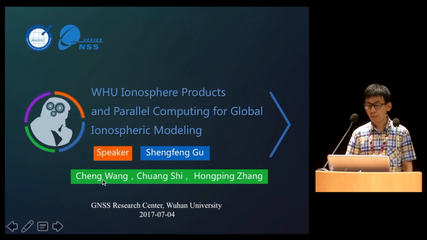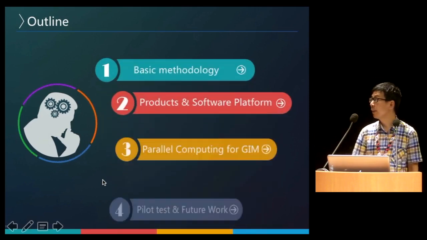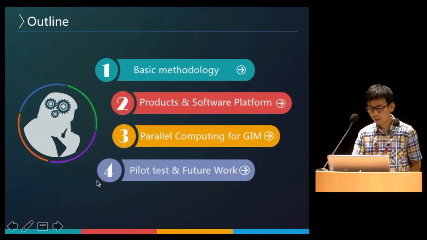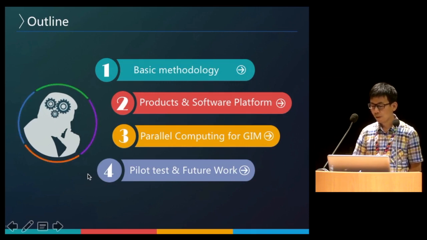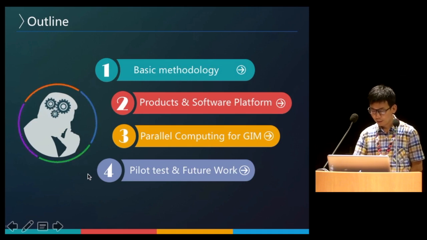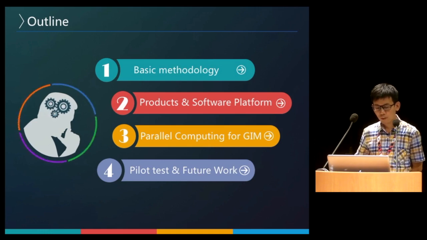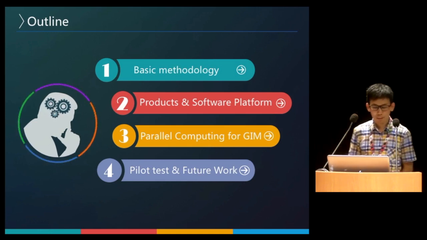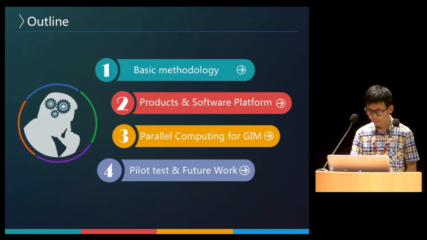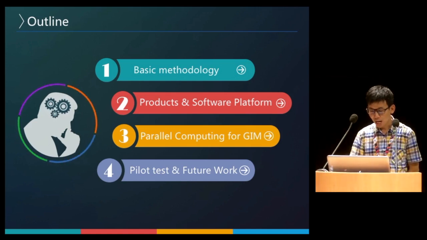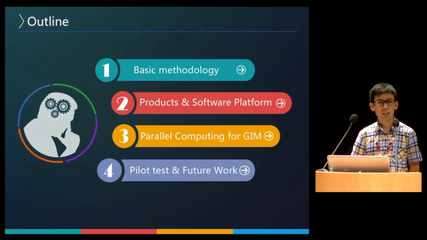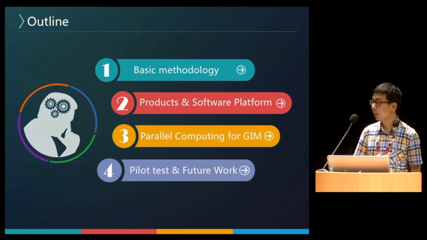Okay, I divided my presentation into 4 parts. Firstly, the basic methodology involved in aerosphere modeling, especially the global aerosphere modeling using the spherical harmonic functions. In the second part, I will move on to the introduction of the aerosphere products at Wuhan University and the software platform we developed. For the third part, we will give special attention to the parallel computing technique for the global aerosphere modeling. Finally, I will conclude with the summary and future works.